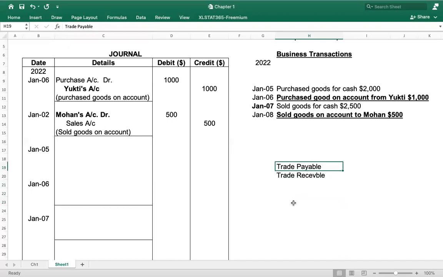Okay. Now trade payable is asset or liability? Trade payable is liability. Payable, see the word payable, you have to pay. So that is not something good. That is a liability. Receivable means you have to receive money in future. So that is an asset. I hope understood. Okay, now I'm giving you a transaction. Tell me if it is a cash transaction or credit transaction. Purchase goods for cash. Cash. Purchase goods on account. Credit transaction. Sold goods for cash. Cash. Sold goods on account. Credit. Right?